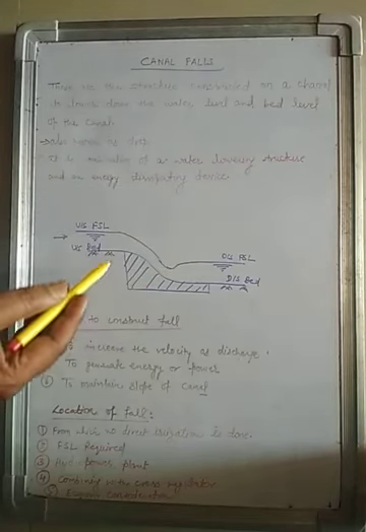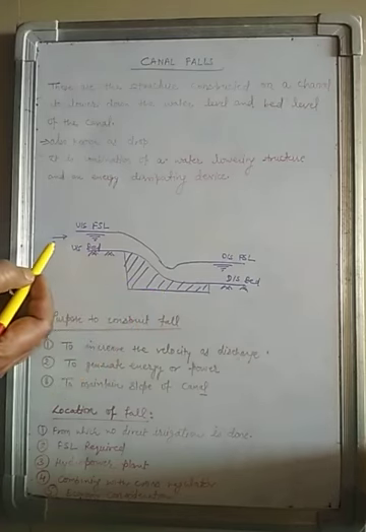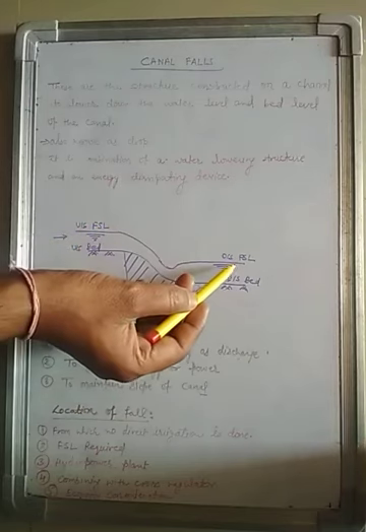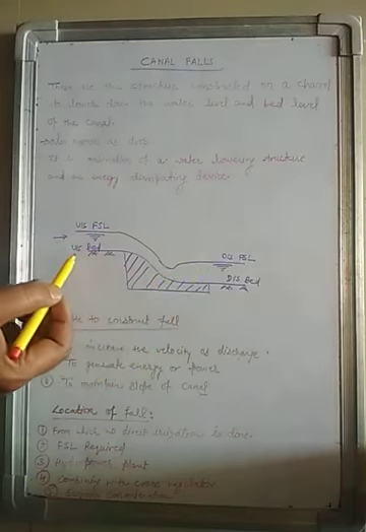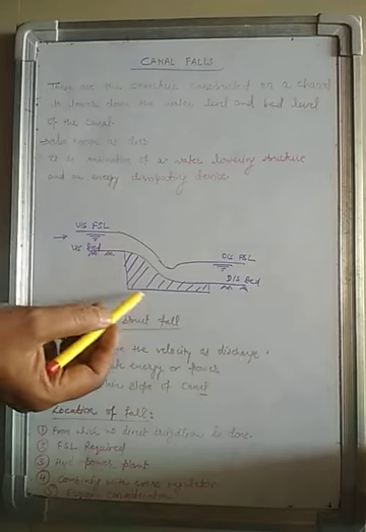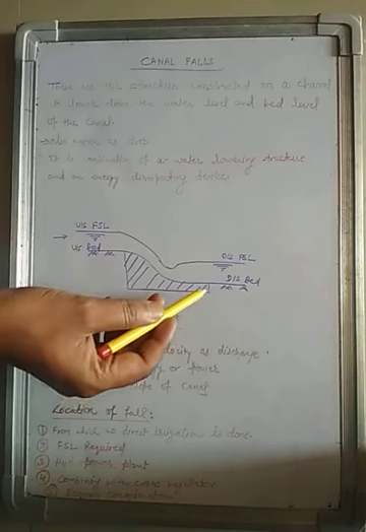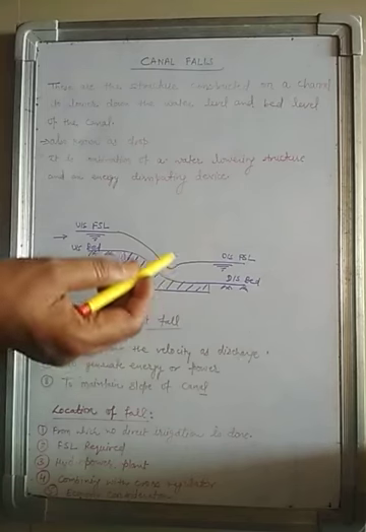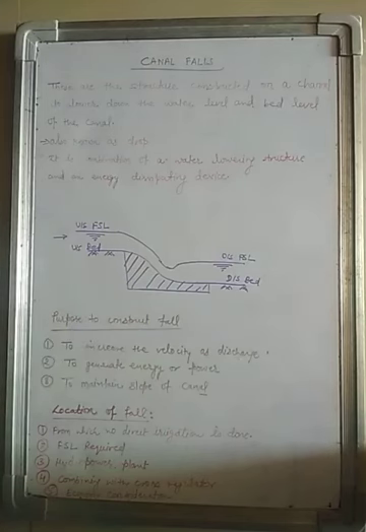You can see the diagram of this canal fall. The river comes from this side, and this is the upstream face of the river, and this is the downstream FSL, full supply level of the river. This is the bed level, and below the bed level a wall is constructed here to form a fall. So this overall structure is known as a fall. There are various varieties of falls according to the place, circumstances and use of the water at that place.